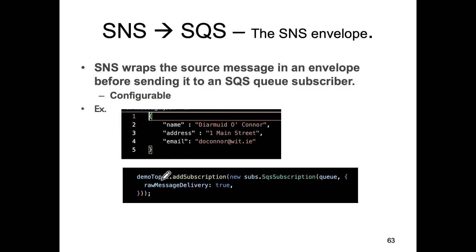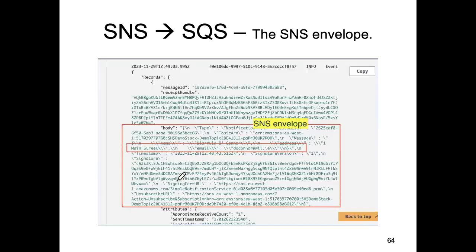So this option is a Boolean, and you set it to true or false. The default value is false, which means there is an envelope. If you set it to true, you're saying I only want the raw message put into the SQS queue. I don't want the SNS envelope wrapped around it. And okay, in high volumes, it can be significant.